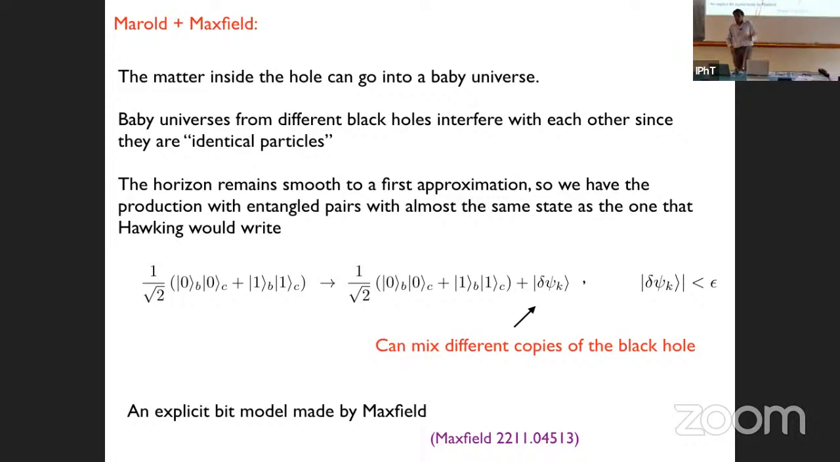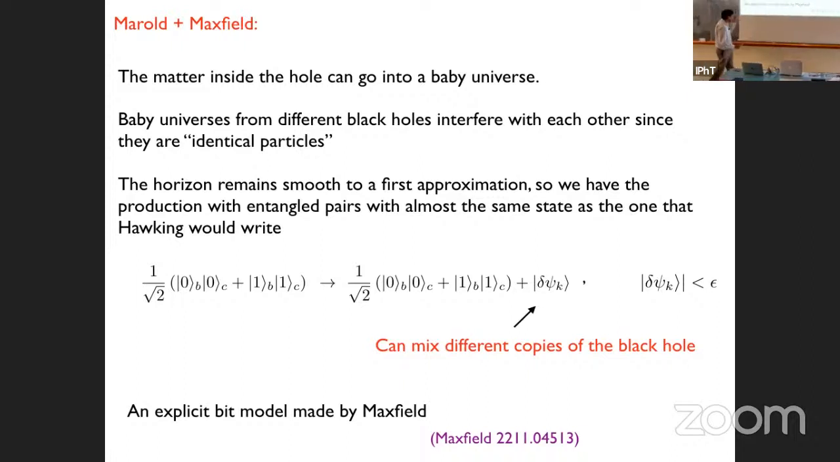Well, what's the new thing between this and Hawking? The new thing is that this extra correction can actually mix different copies of the black hole in the interior. That's the new point, the baby universes can mix. So it's still a small correction, but they can all mix. So do they have a picture where they can actually get something close to Hawking radiation and actually save unitarity in some way? What do they have?